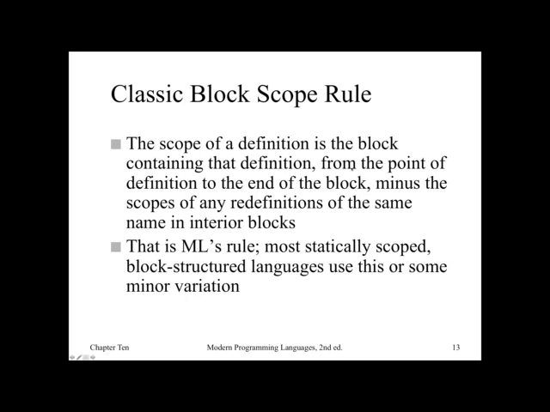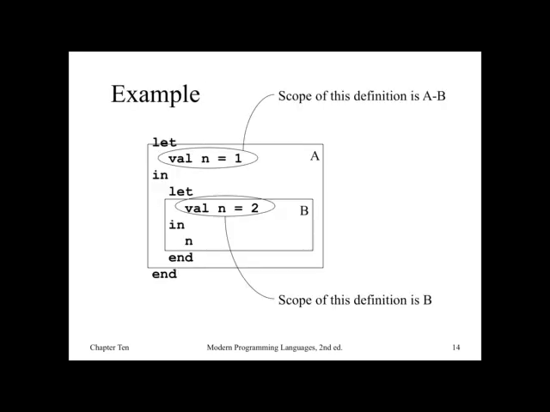And here's a definition. I'll try this and maybe it'll be too much. The scope of a definition is the block containing that definition, from the point of the definition to the end of the block, minus the scopes of any redefinitions of the same name in interior blocks. That's maybe a little bit too much, but this might help to understand that a little bit better.